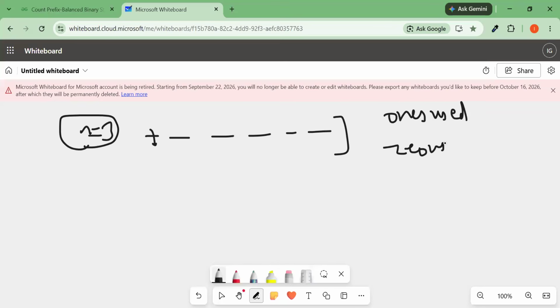Guys, I highly recommend you please be with me. You will understand this problem in great detail. I'm going to explain 3 approaches in this, and this is the first approach, that is brute force. So consider ones used and zeros used.